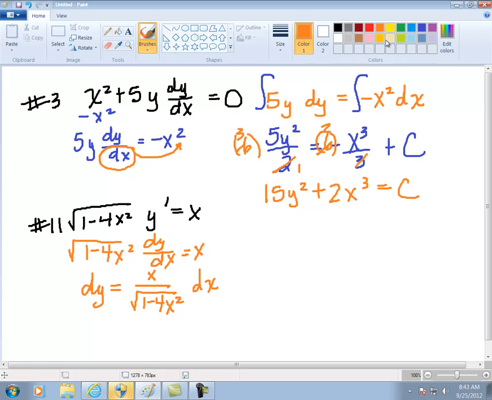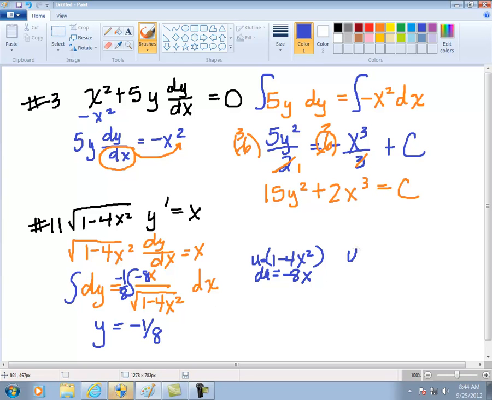And now to solve this one, again, once my variables are separated, one on each side, I can integrate each side. The integral of dy is just y. And over here I see that if I can get the derivative of what's underneath the radical, then I can just treat u as 1 minus 4x squared. That would mean my du would be minus 8x. So I've got the x, I just need the minus 8, so I've got to put a minus 1/8 out here.